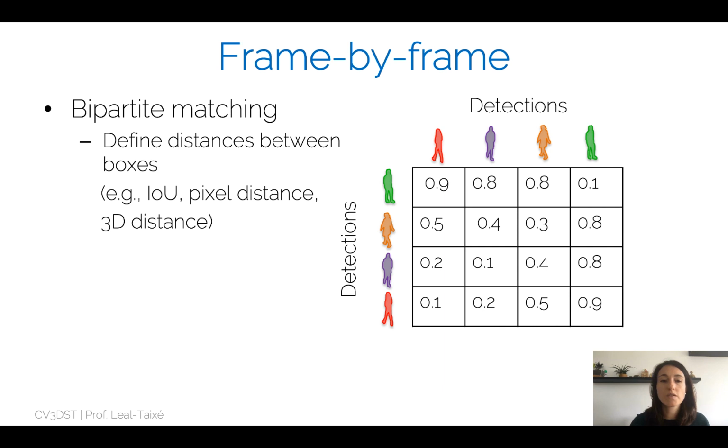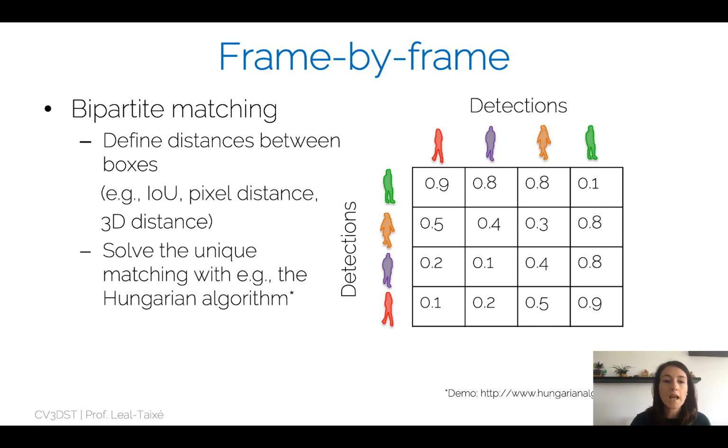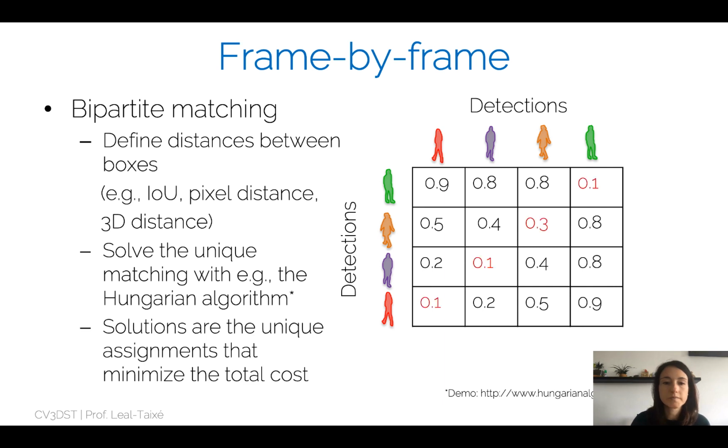So in this case, we would use, for example, IOU, or let's say the inverse of the IOU, so the smaller the value, the better. And then we would solve this assignment problem with the Hungarian algorithm that we already presented in the last lecture. So here again, the solutions are unique. We're trying to minimize the total cost. So what we would obtain, for example, from this matrix would be this assignment marked by the red numbers. So the red numbers are indicating the assignment, and you can see here that there's a correct assignment between the red pedestrians, the green pedestrians, etc., etc.